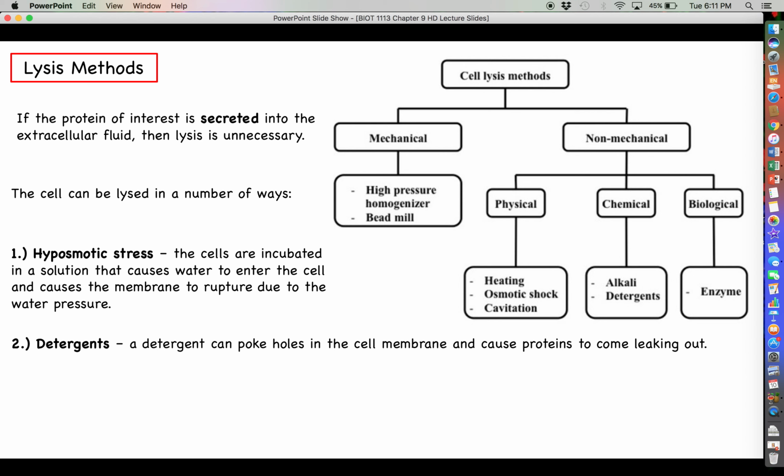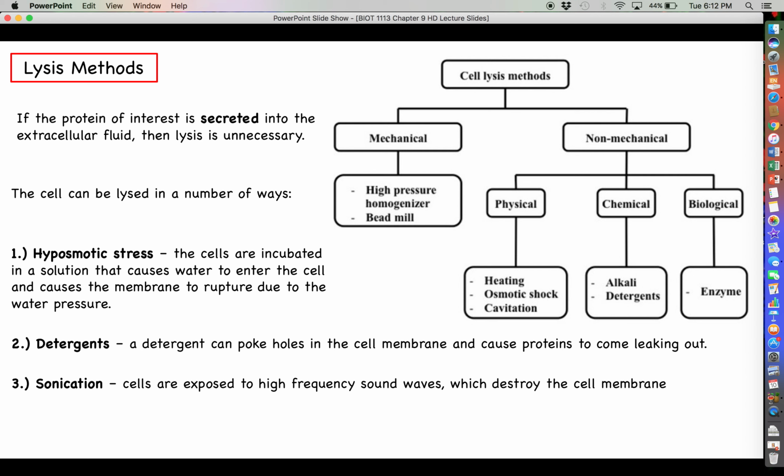Another common way that we've talked about is to use detergents. Sodium dodecyl sulfate is one that we've talked about before. A detergent is going to poke holes in the cell membrane, and this is going to cause proteins to start leaking out. Sodium dodecyl sulfate is not typically used to lyse cells, but other detergents like Triton X-100 or digitonin certainly are used. The idea here is that you don't necessarily need to apply hypoosmotic stress. You can just include a detergent in your buffer, and that should disrupt the cell membrane to the point where the cell becomes lysed.